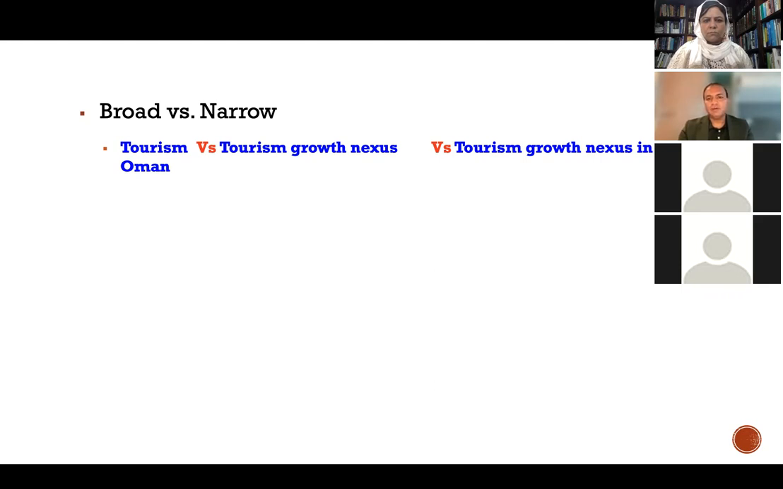And then if you are going to make it further narrow, for example, if you do tourism and growth nexus in Oman, so maybe then there is no article. So then you cannot analyze it. So you cannot narrow it down to a very, very small number of papers. So you need to be careful about this thing when you are selecting your topic.